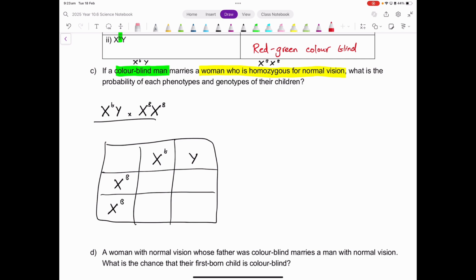So I'll do the first box for you. X, X, okay? But what's the rule here? I have one capital B, I have one little b. What am I going to do? What comes first? Always the capital. So capital B, little b. X, Y. What X is this male going to inherit potentially? Capital B. Good. It's coming from over on the left-hand side.